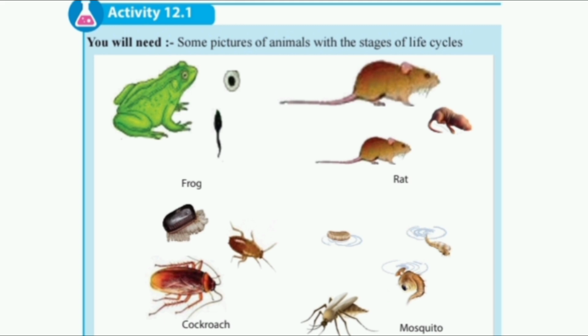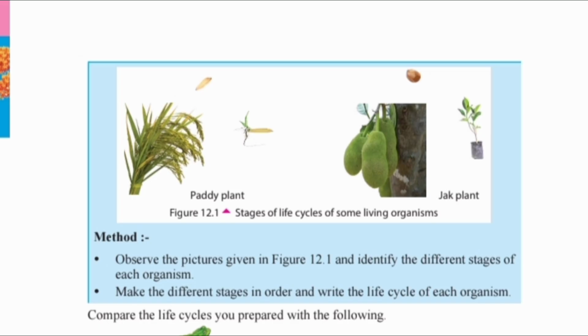And you can see this is the life cycle of frog, rat, cockroach, and mosquito. In the lesson, we are going to learn further about this life cycle. So this is the life cycle of paddy plant and jack plant. In the lesson, we are going to learn about these life cycles furthermore. So just look at these pictures, and after the lesson you can understand this.